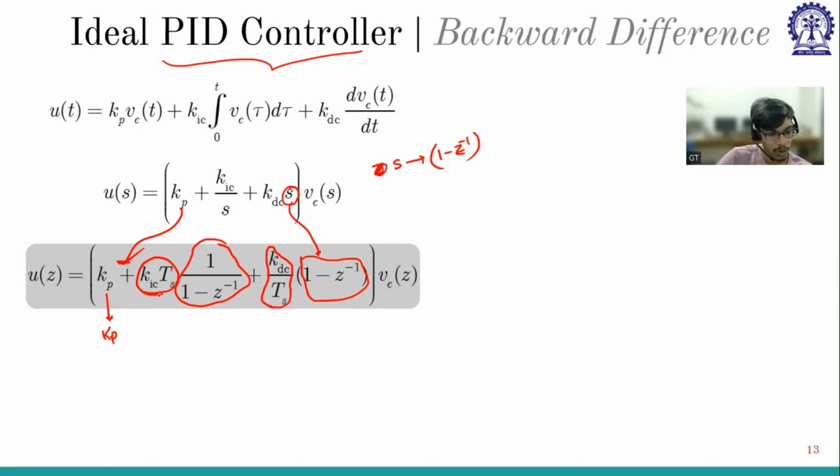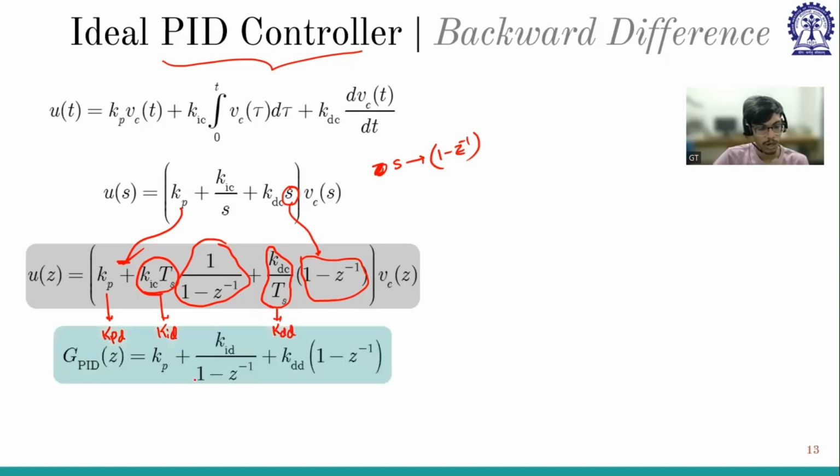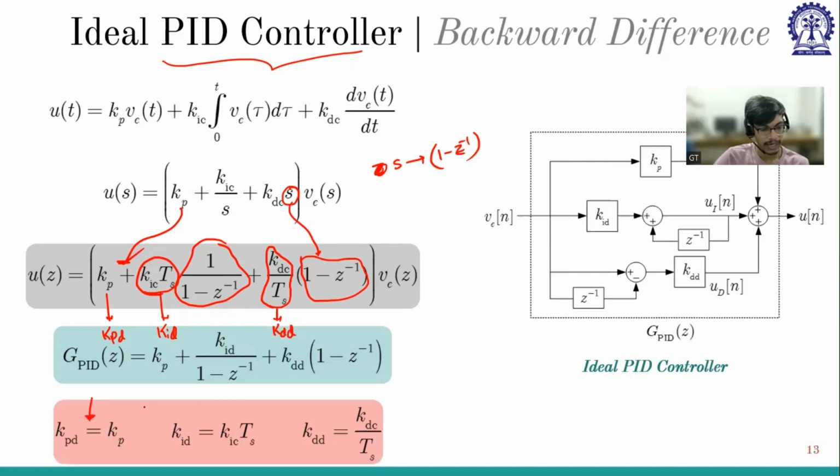So now Kic into Ts, I am calling it Kid, or say this Kpd in digital, and this I am calling Kdd. So now this is my final G PID of Z transfer function. So Kp is nothing but Kpd, and Kid is Kic into Ts, and Kdd is Kdc into Ts. So this is the final expression.